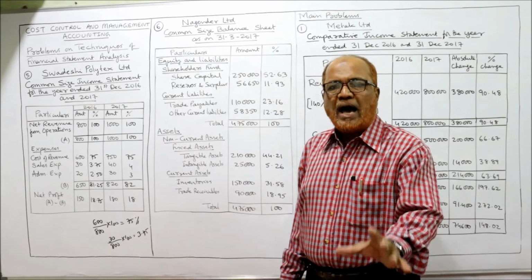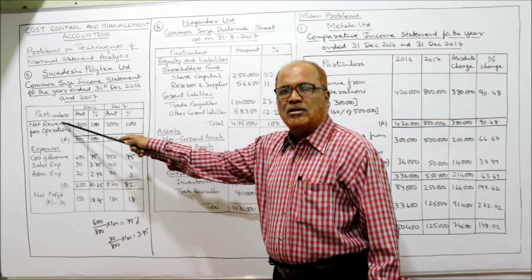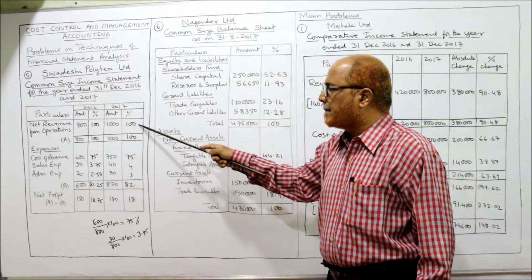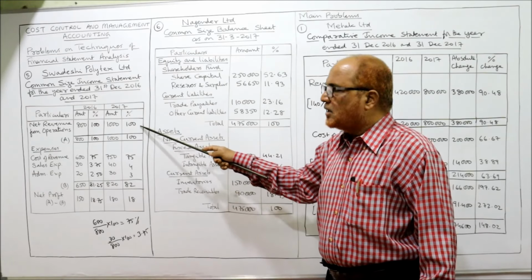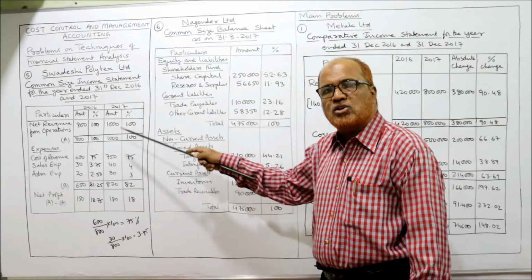That's all. Now as usual we take the base. The base is revenue from operations. This will be taken as 100%. Right? Always. So here 100. Now express all other items as a percentage of base.